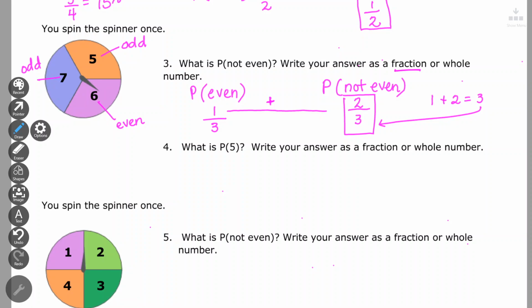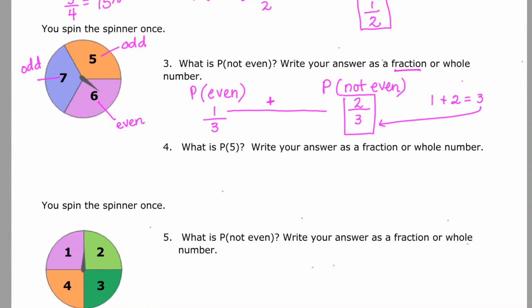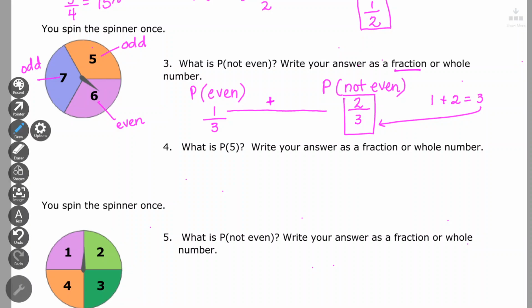All right, let's look at number 4. What is the probability of spinning a 5? Write your answer as a fraction or a whole number. Okay, so what you want to look at now is how many sections have the number 5 in them? Well, there's only 1. So this is very similar to what we did in DD.1. So there's 1 that has a 5, and there are 3 sections, and it says leave your answer as a fraction. So there we go, 1/3.